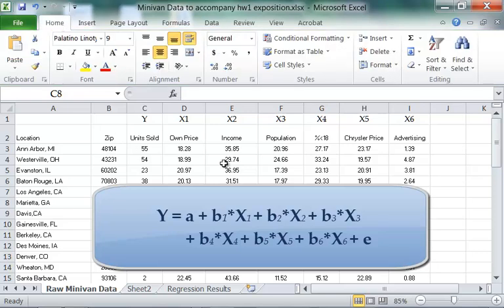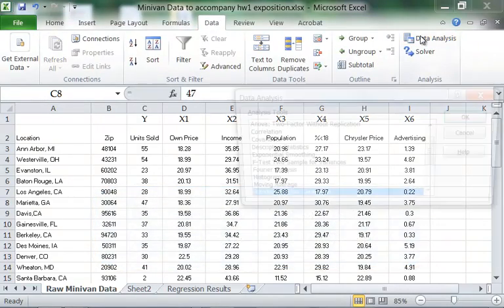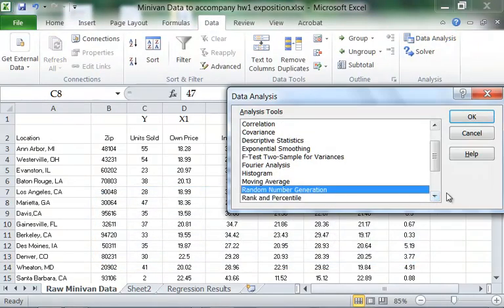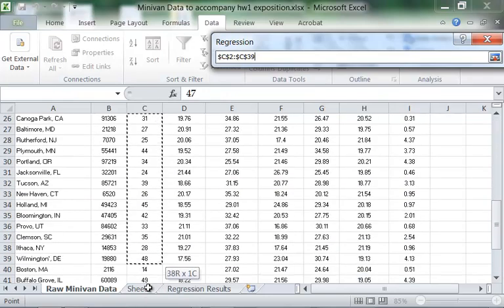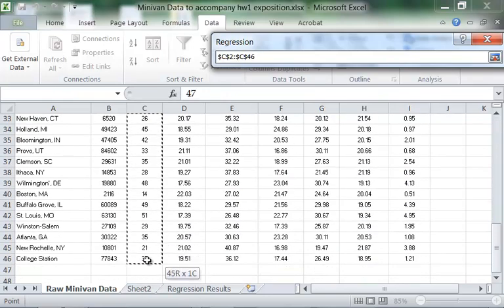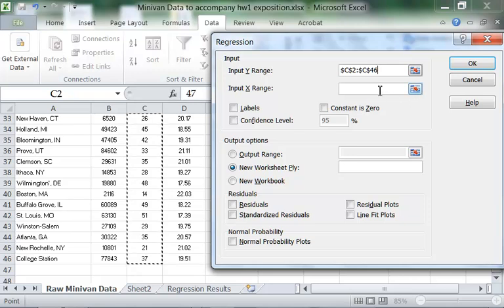So from here, what we're going to do is actually run the regression. And running a regression is pretty straightforward. You want to make sure that your y and your x's are all adjacent to each other, no gaps. We've got that. So I'm going to go into data, data analysis, scroll down until I see regression, and my y input range, I already labeled it, that's our units sold. Our input range for x is going to be everything else.